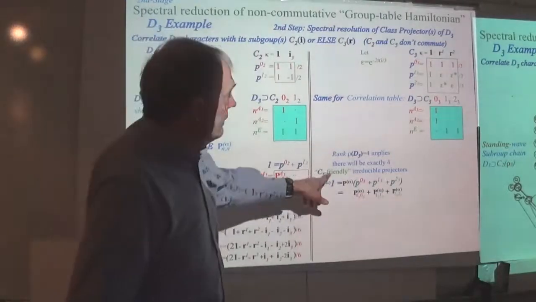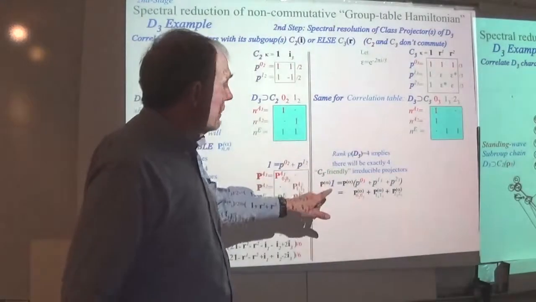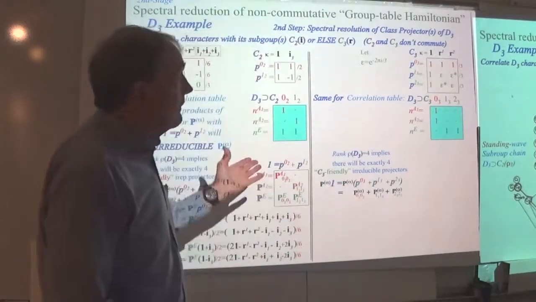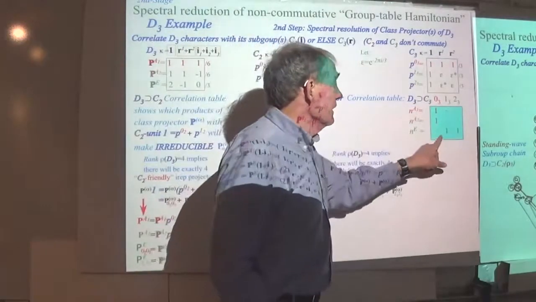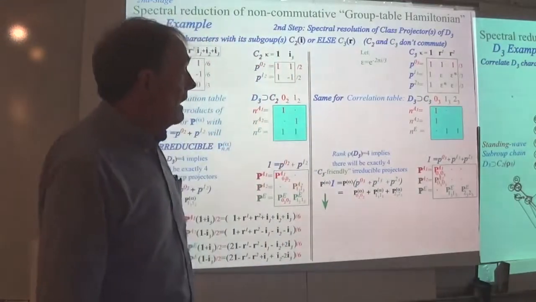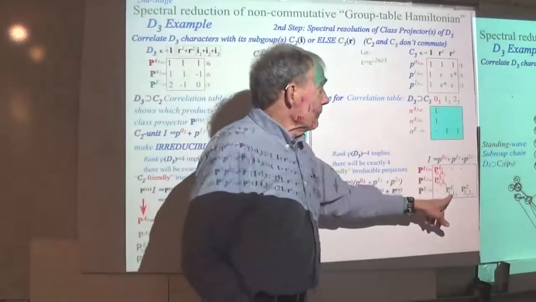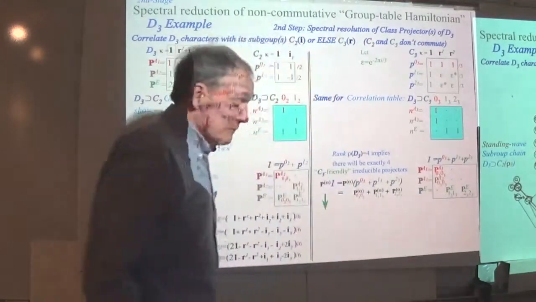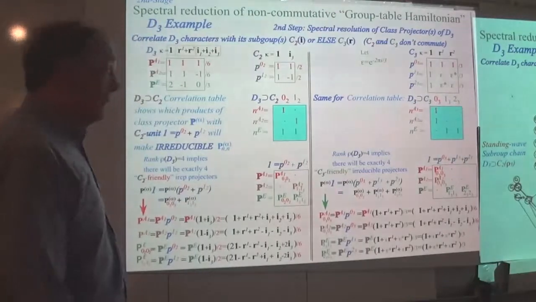So here's a C3 friendly set of projectors. I have to take each one of the projectors and multiply them, but I don't really have to do it because this tells me what the answer is except for that one, and that's the one I multiply out, and I get 1 mod 3 and minus 1 mod 3 projectors from that, and there they are.